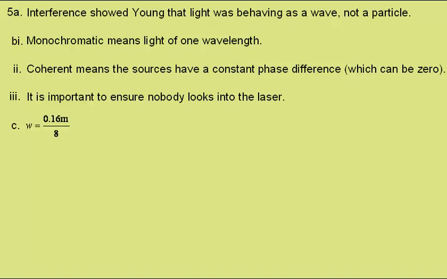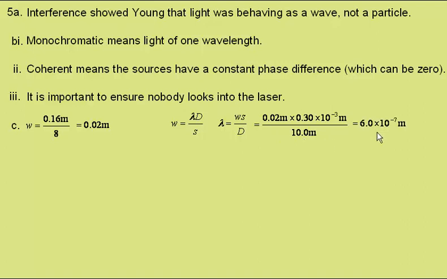Well, first we can find the fringe separation, which is 0.16 meters over 8 gaps between the 9 maxima. This is a separation of 0.02 meters. Then we can use the maxima separation is equal to λD over s, where λ is the wavelength we want to find, D the distance to the screen, and s the slit separation. Rearranging for λ, putting in the values given, gives a wavelength of 6.0 × 10^-7 meters.